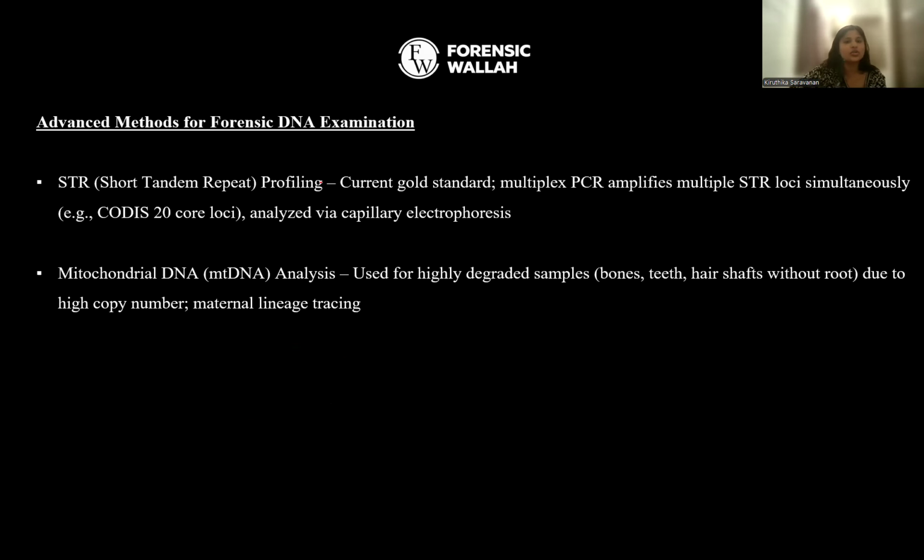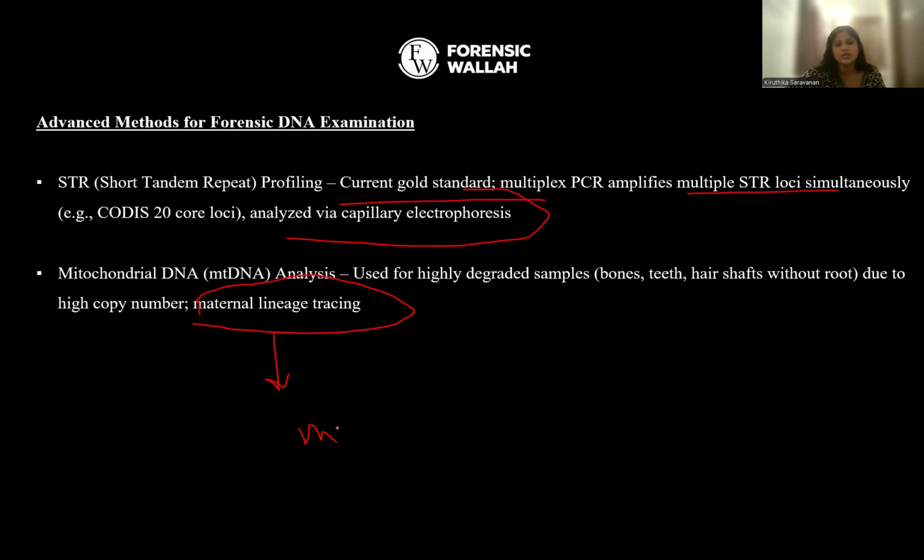Now, what are the advanced methods of DNA examination? We have STR, which I told you is the current gold standard method. Multiplex PCR amplifies multiple STR loci simultaneously, and they are analyzed via capillary electrophoresis. Mitochondrial DNA is maternal DNA, found especially in teeth, bones, and hair shaft without root, used for maternal lineage tracing and maternity testing. This particular method is highly helpful for us.